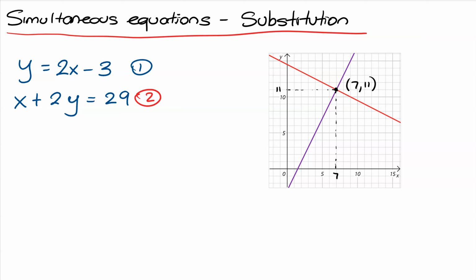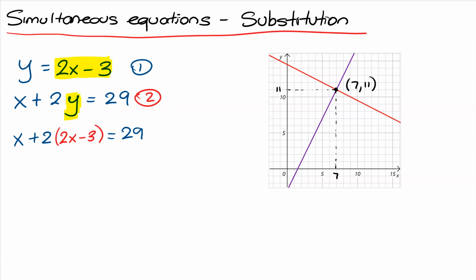But if we want to find this using algebra, we'll use this method over here. It's the substitution method. So I've got these two equations. Now I can see equation 1 is y equals 2x minus 3. I can actually replace this 2x minus 3 with the y over here, so I get one variable in my equation. So I can write this as x plus 2, I'll replace it with 2x minus 3 equals 29.